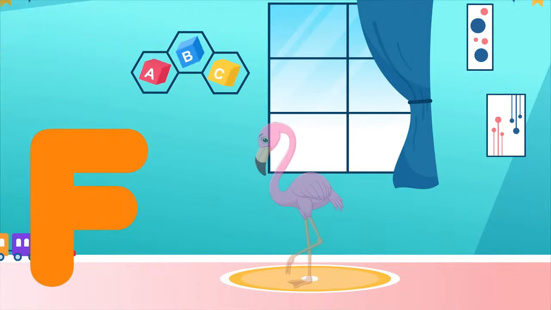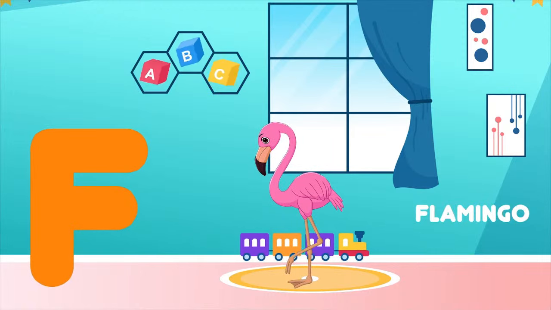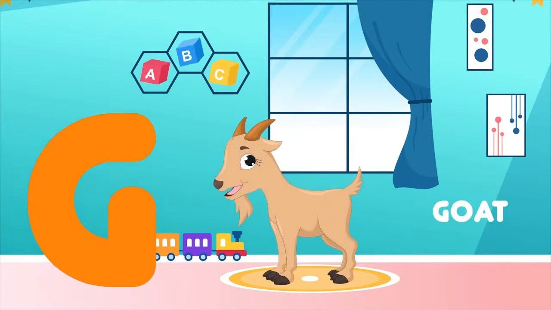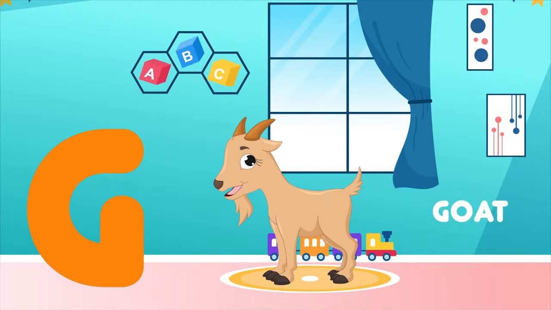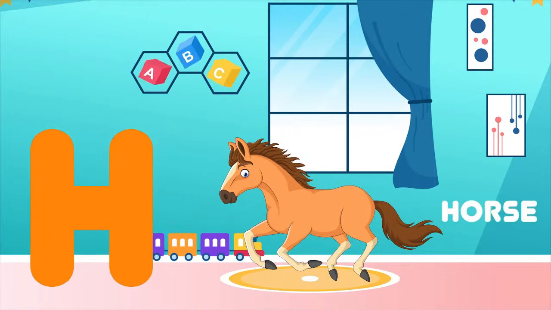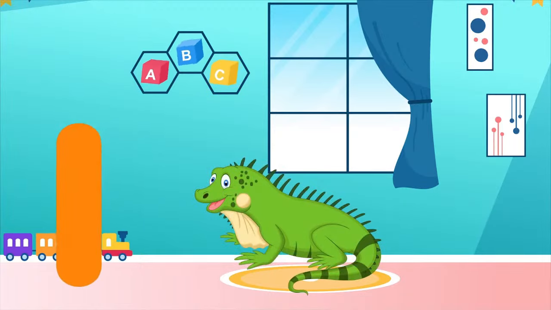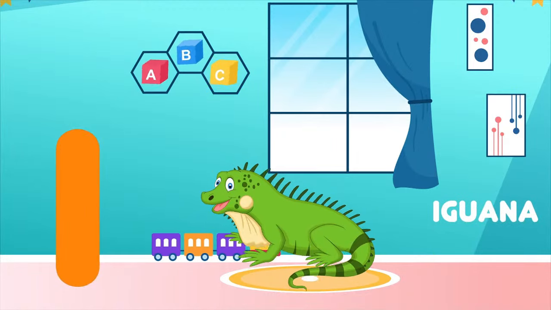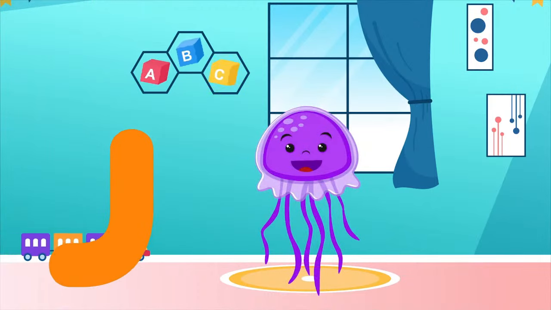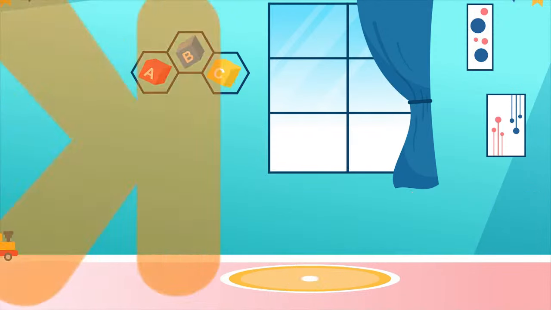F is for flamingo, flamingo. F, flamingo. G is for goat, goat. G, goat. H is for horse, horse. H, horse. I is for iguana, iguana. I, iguana. J is for jellyfish, jellyfish. J, jellyfish.